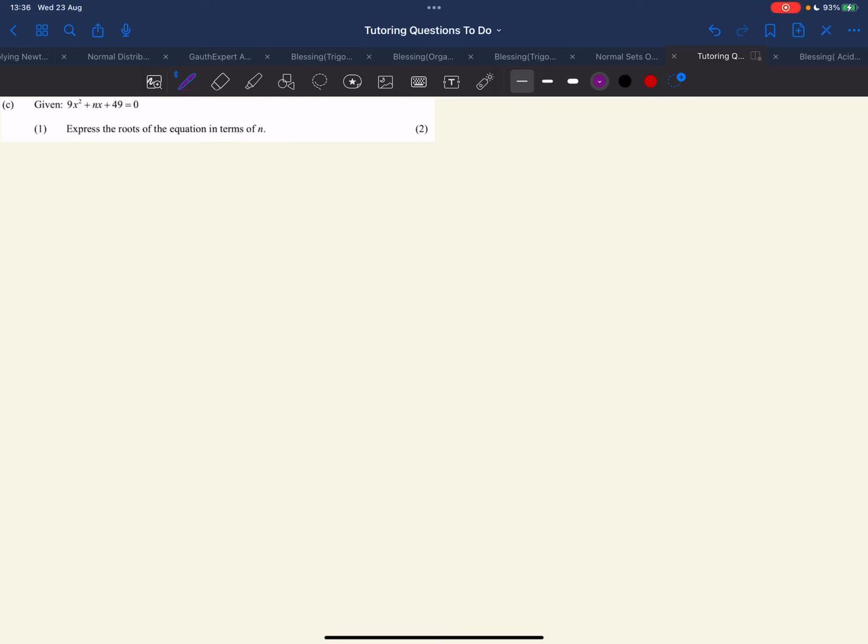Okay, right. Now we're in question C. We're given 9x squared plus nx plus 49 equals 0. Number one, express the roots of the equation in terms of n. Now the first thing you need to identify is that this is a quadratic equation, right? So we call this a quadratic equation.